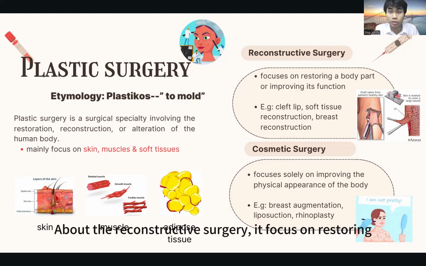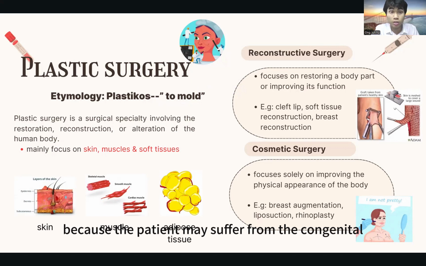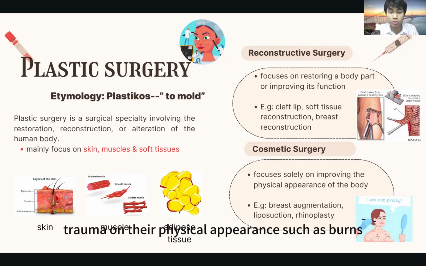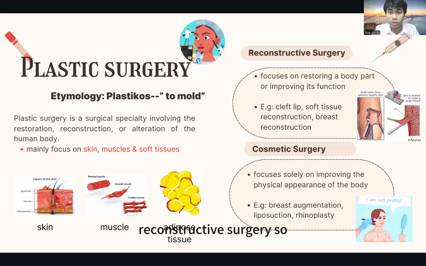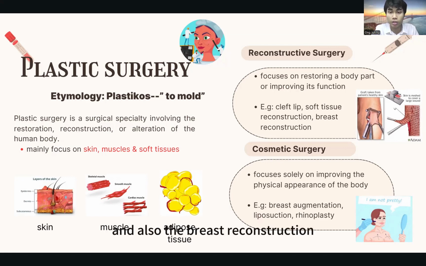Reconstructive surgery focuses on restoring our body parts or improving their function. The reason for reconstructive surgery is that the patient may suffer from congenital defects, or the patient might get some trauma to their physical appearance, such as burns, infection, and also cancer. So that's the reason they come for reconstructive surgery. Examples of reconstructive surgery are cleft lip, soft tissue reconstruction, and also breast reconstruction.